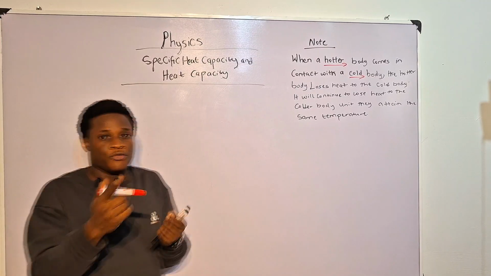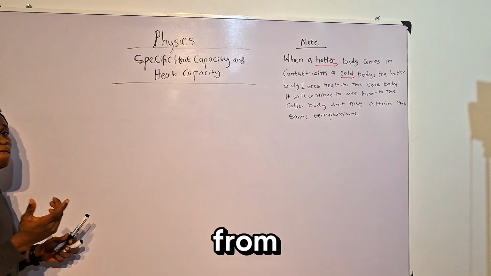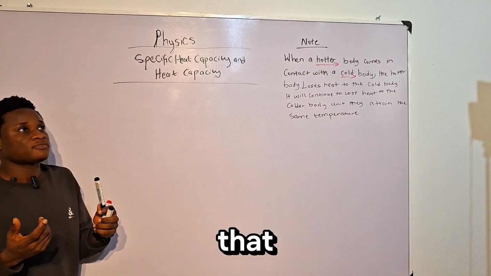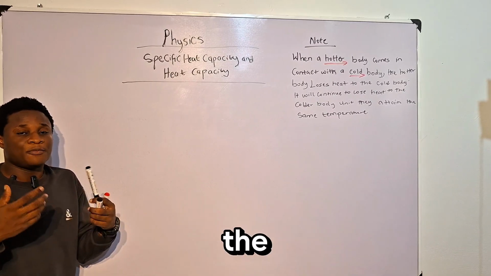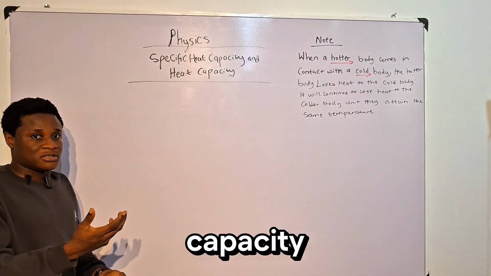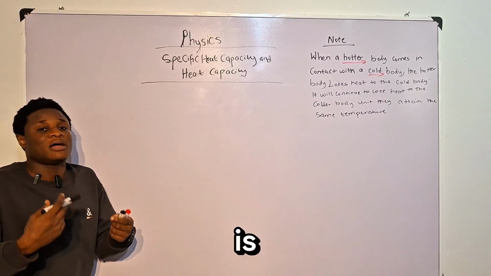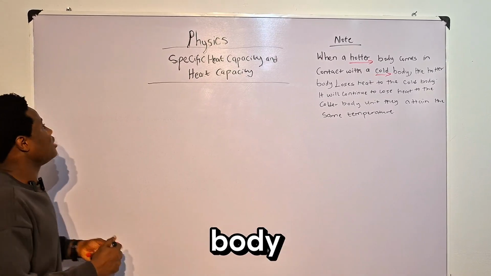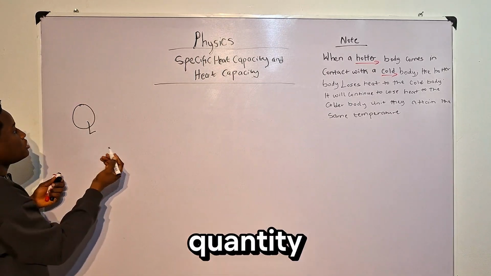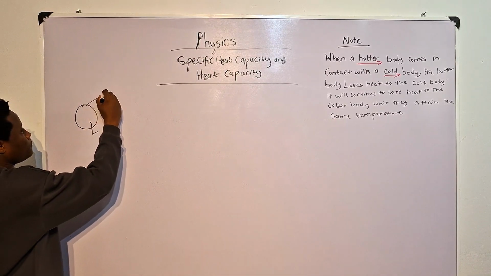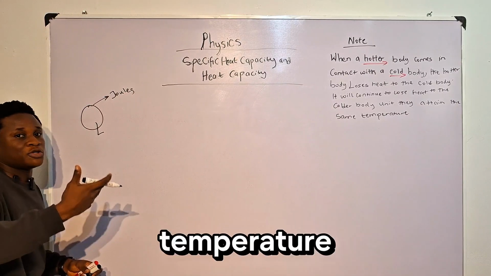Remember, from the formula for quantity of heat, we said that the amount of heat required to raise the temperature of a body is the heat capacity. And now the quantity of heat is the amount of heat needed to raise the temperature of a body. Q is the amount of heat, or quantity of heat, always in joules, because this is the amount of heat energy needed to raise the temperature of a body.